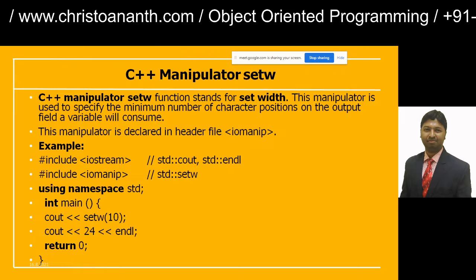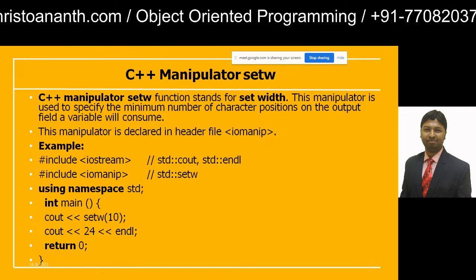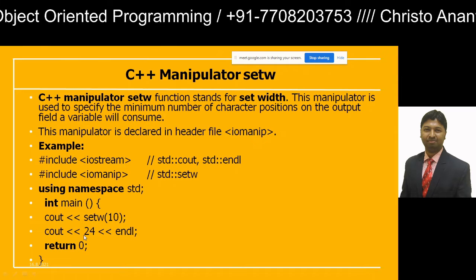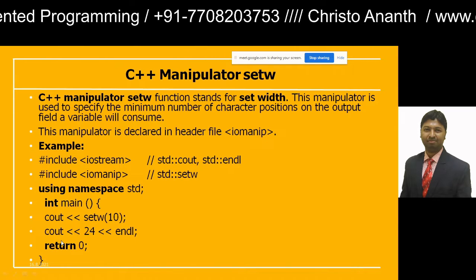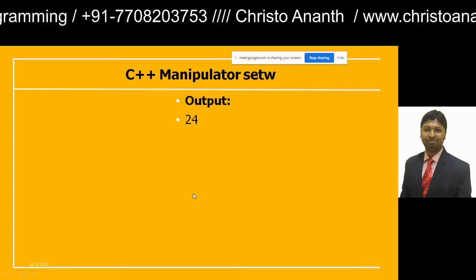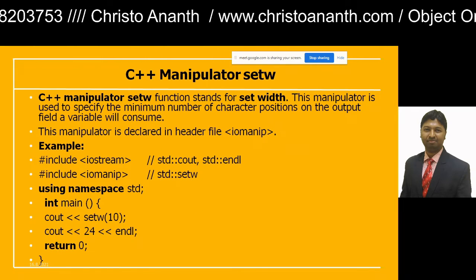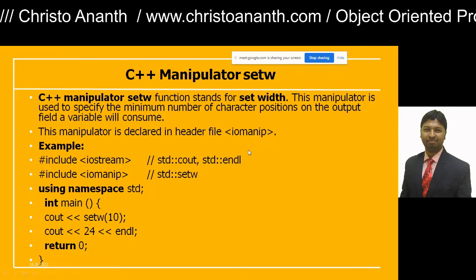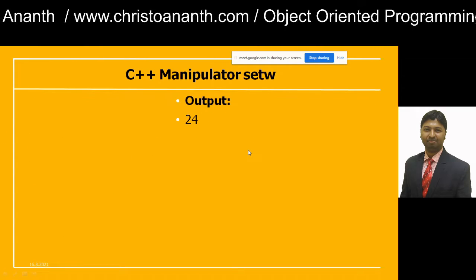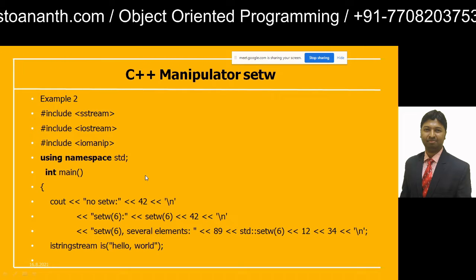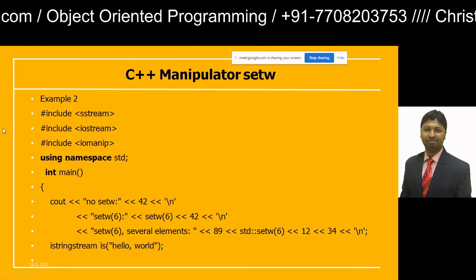So using namespace std, in main function, cout, you are going to set the width of 10, and cout it is 22, and return 0. So the output you are going to get is 22, which is having the width of 10. So this is an example of how you use the C++ manipulator.